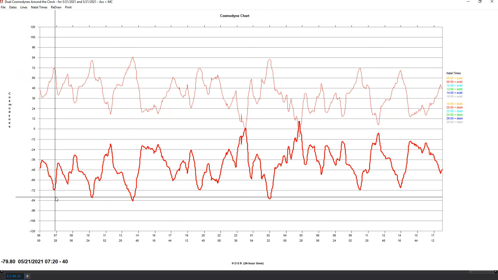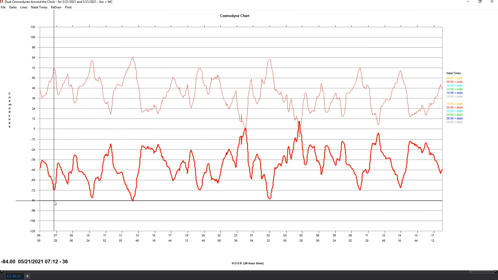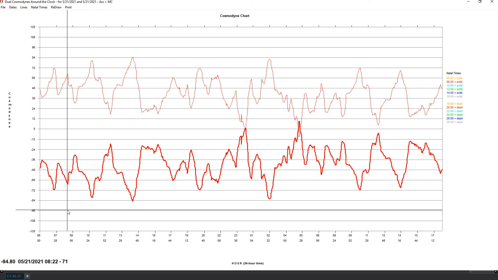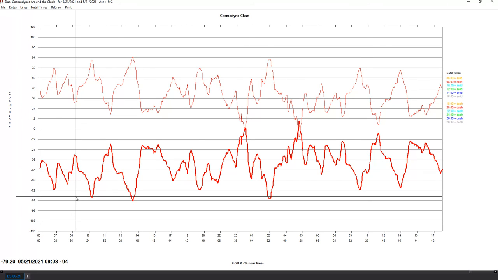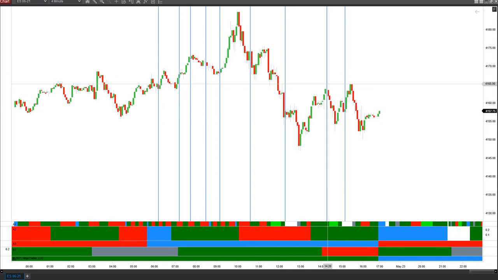So you can follow the trend pattern to the up and down swings on the Cosmodyne, and you can use the pivot points on the Cosmodyne as turn times. So right here where my cursor is, you can see on the bottom lower left that was 7:12 a.m. The first high point 7:38, another pivot 8:22, 9:08, 10:32, and so on. You can go through the day to catch those points. But then, you can see I've plotted a vertical line on the price chart to show you these pivots.